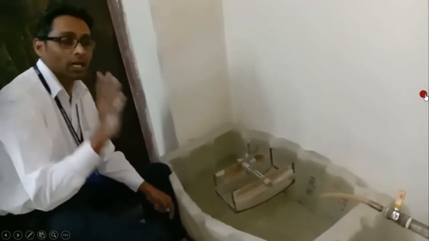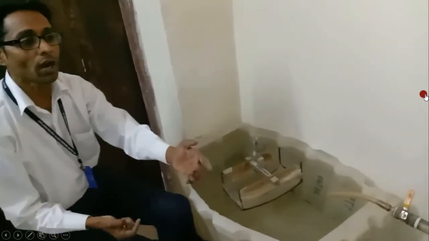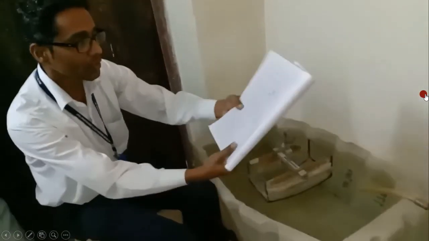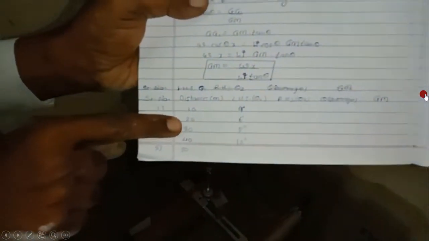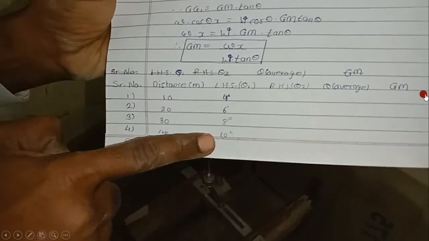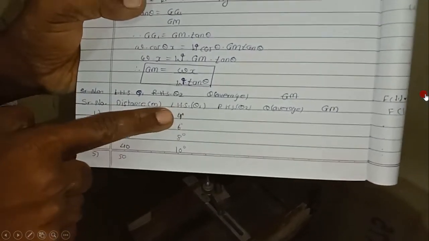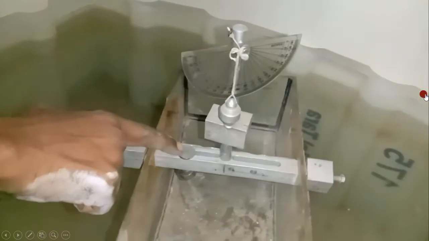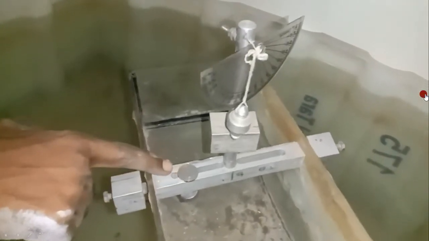So for the different distances, 10 mm, 20 mm, 30 mm and 40 mm, the respective angles we got are 4 degrees, 6 degrees, 8 degrees and 10 degrees. This experiment we conducted with the weight applied on the left side of the ship.